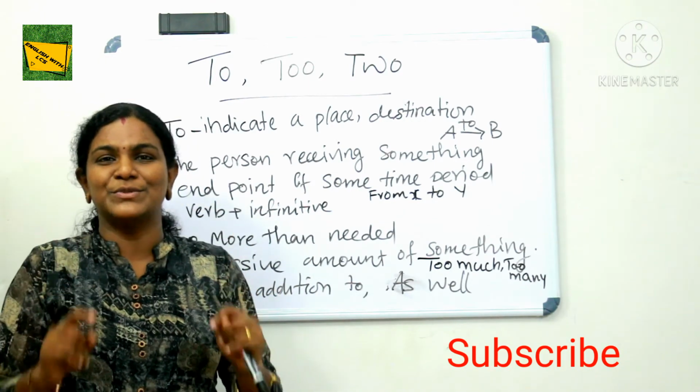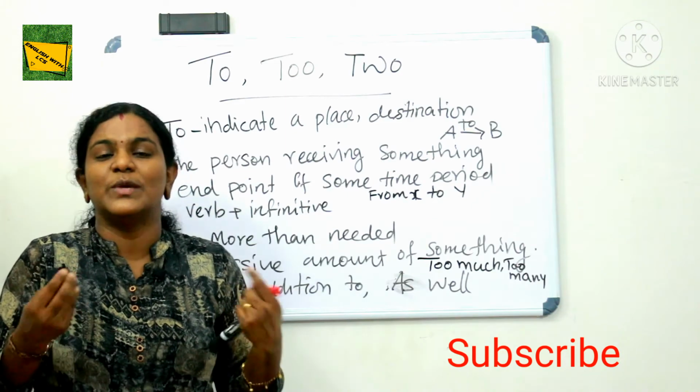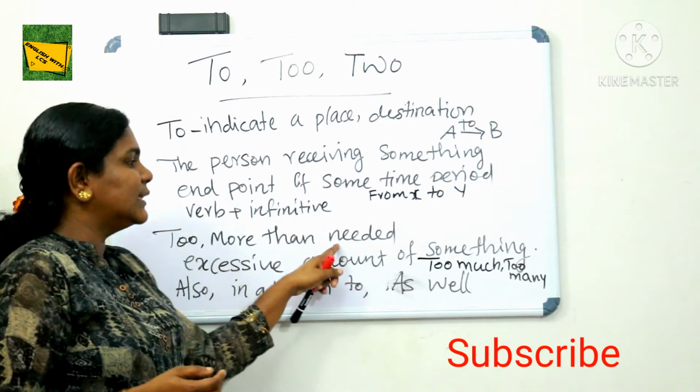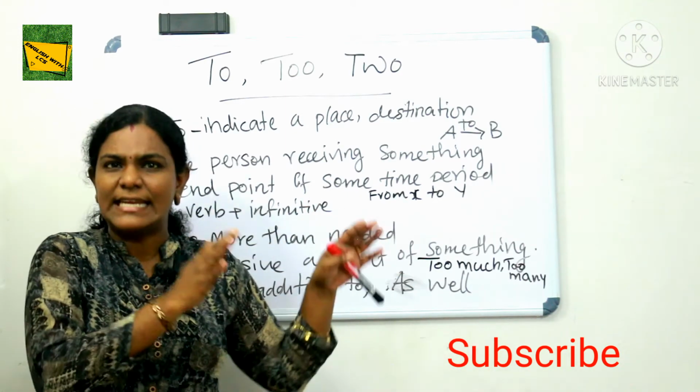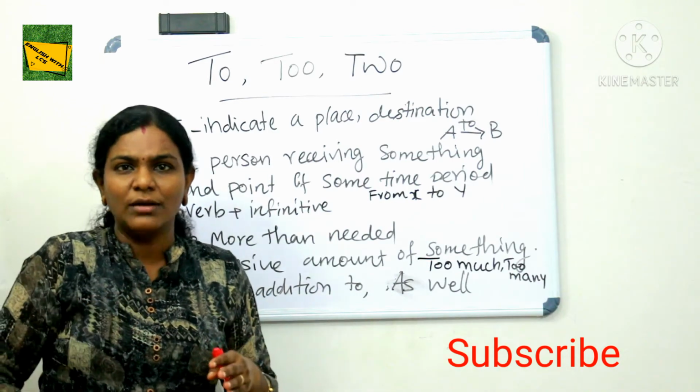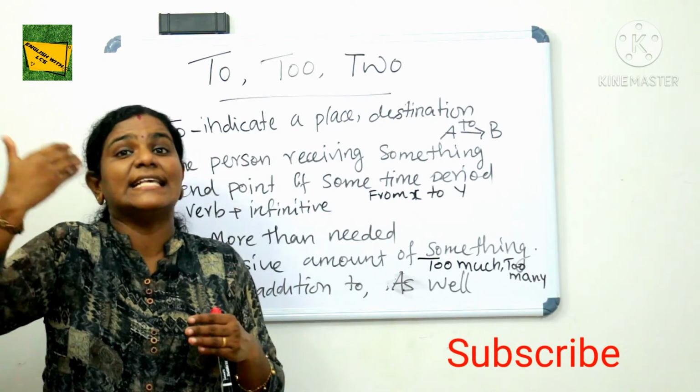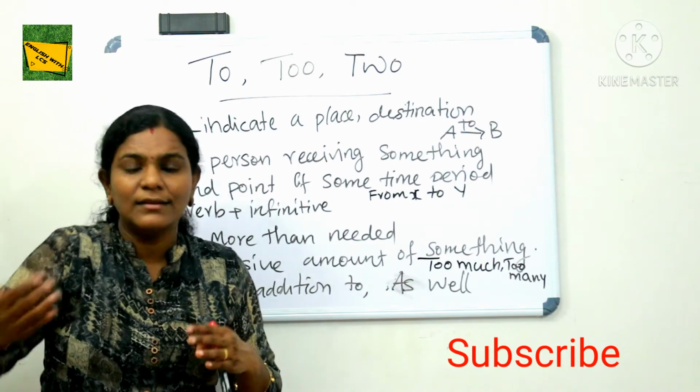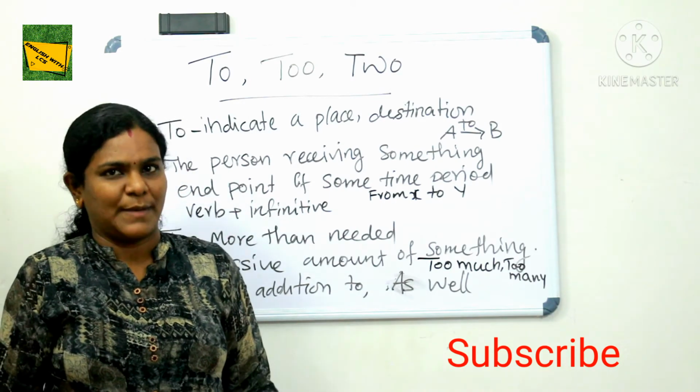So that is the first usage of "too". That means to indicate something which is more than needed. Okay, we need this one, but the thing that we got is too much, or which exceeds, or which is more than we needed or expected.